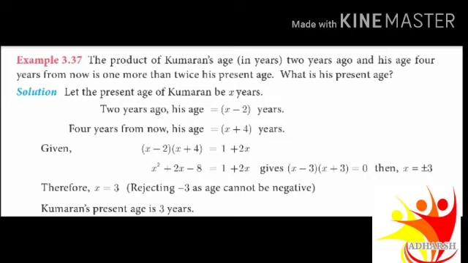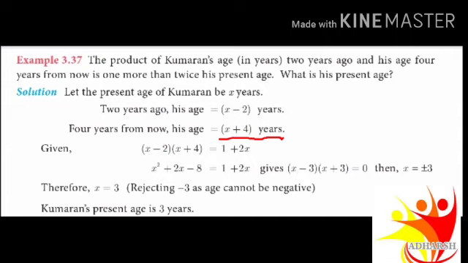The first condition is 2 years ago his age equal to x minus 2 years. That means present age minus 2, that is 2 years ago. And then the second condition is 4 years from now his age equal to x plus 4 years. 4 years from now means present age plus 4, that is x plus 4 years.